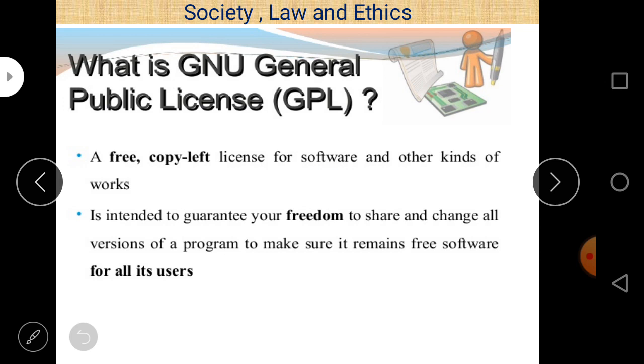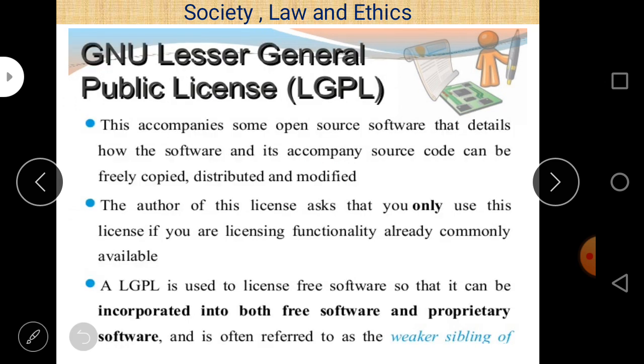So I'm trying to give a brief description of GPL and LGPL. Second is the Lesser General Public License. As the name suggests, it is basically similar to the GPL, but gives you lesser restrictions compared to the GPL. This accompanies some open source software that details how the software and its accompanying source code can be freely copied, distributed, and modified.